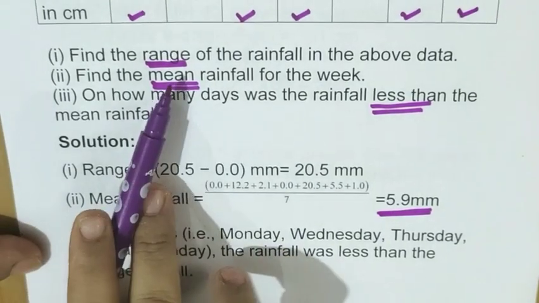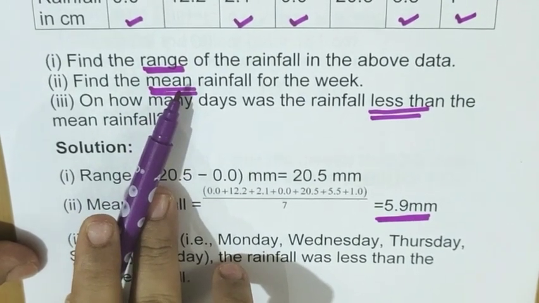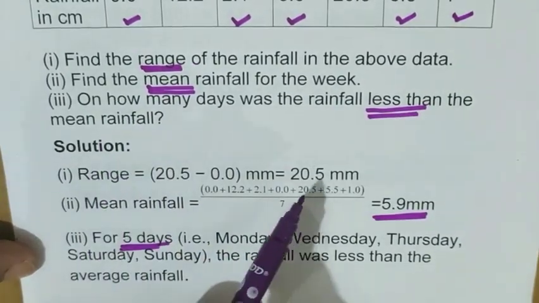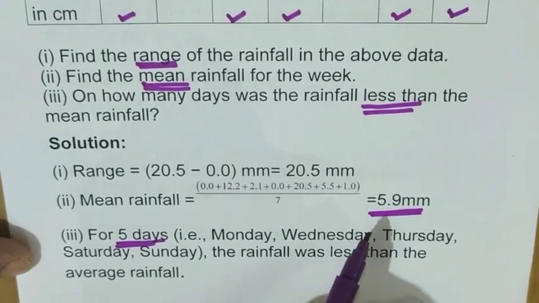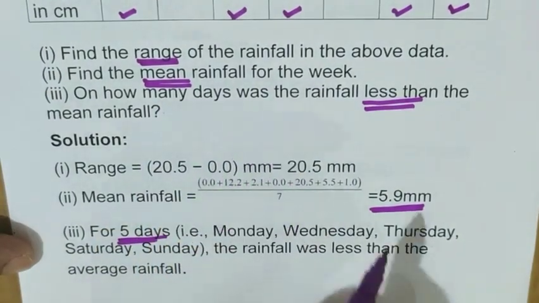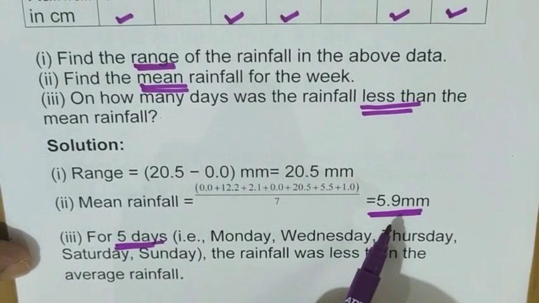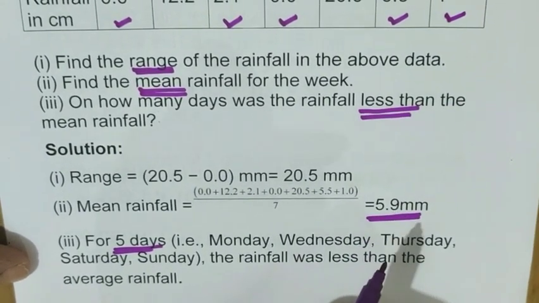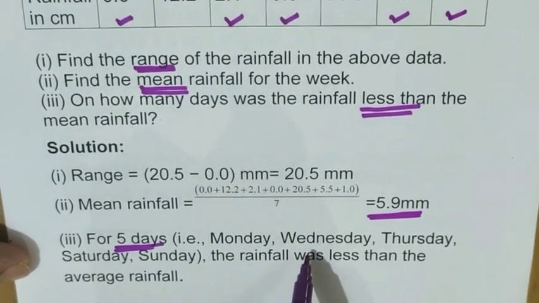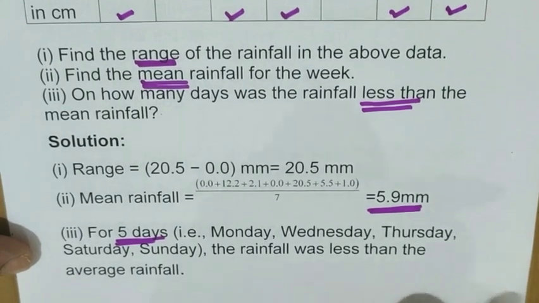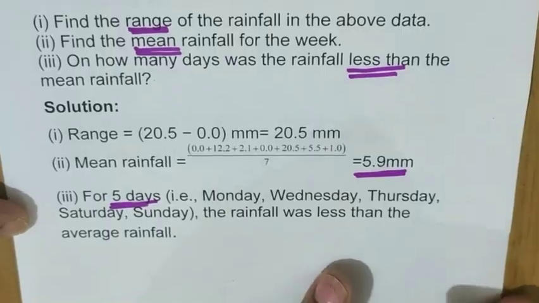So what are the questions asked here? Range and a mean. Calculating range means maximum value minus minimum value. What is the mean? Mean means sum of the observations by total number of observations. So we got 5.9 millimeter. After this, what is the third question? How many days the rainfall was less than 5.9 millimeter? That means average, right? Average only question asked. The average value is 5.9 millimeter only. So if we check, we are getting 5 days. Which are the days? Monday, Wednesday, Thursday, Saturday and Sunday. All these days the rainfall was less than the average rainfall.